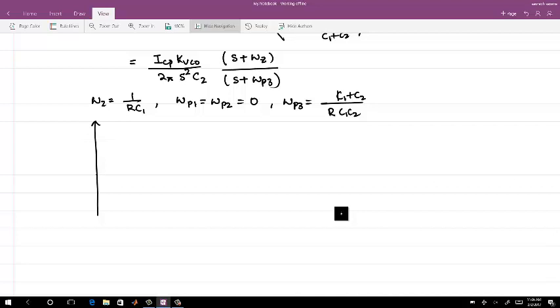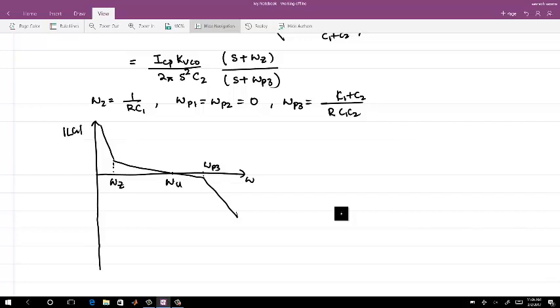So say this is your omega axis. So two poles are at 0, so I have minus 40 dB per decade. Then I have a zero, and it can be something kind of this. Omega z, this one is omega p3, and this is omega u. Okay, this is the magnitude of the loop gain.